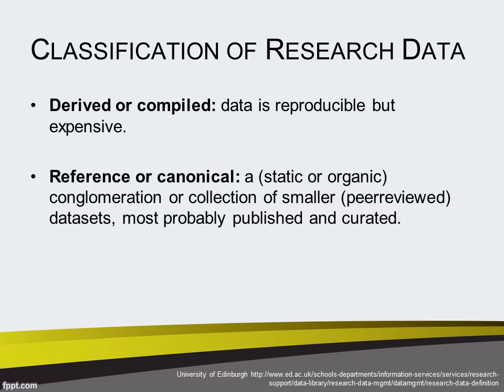The last classification is reference or canonical. It's a static or organic conglomeration or collection of smaller peer-reviewed datasets, most probably published and curated. Examples: gene sequence databanks, chemical structures, spatial data portals, or crystallographic databases.